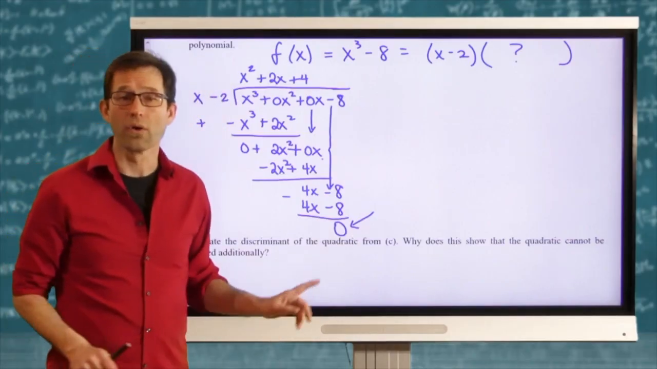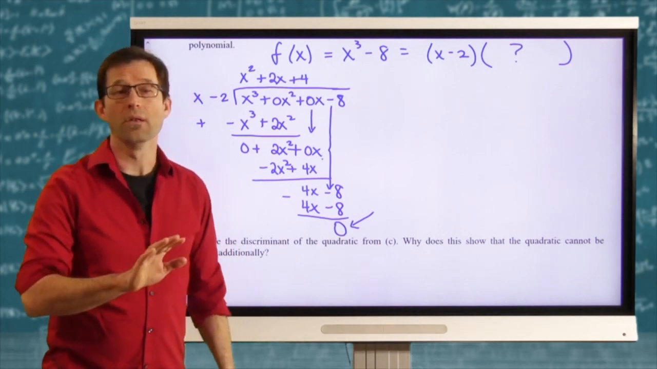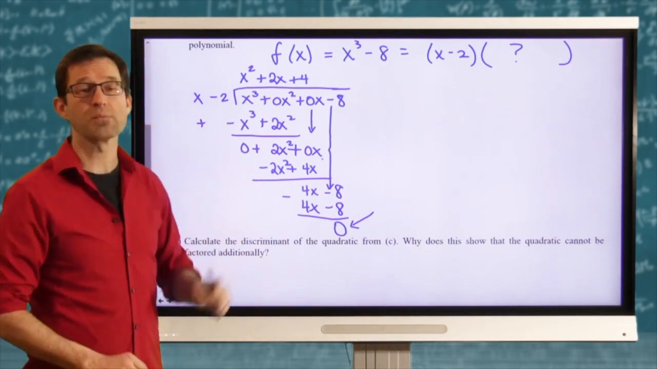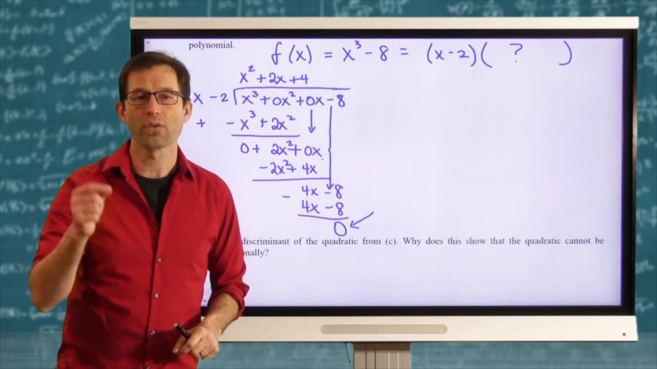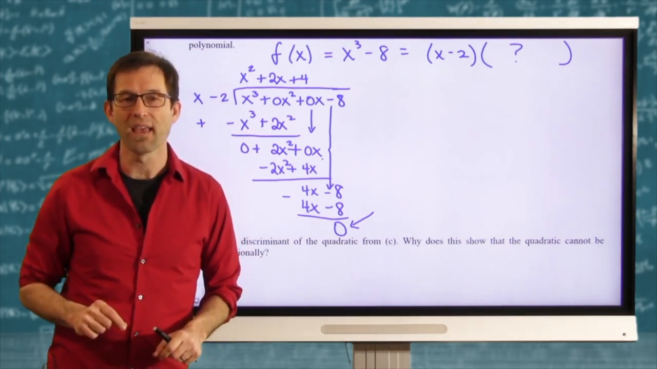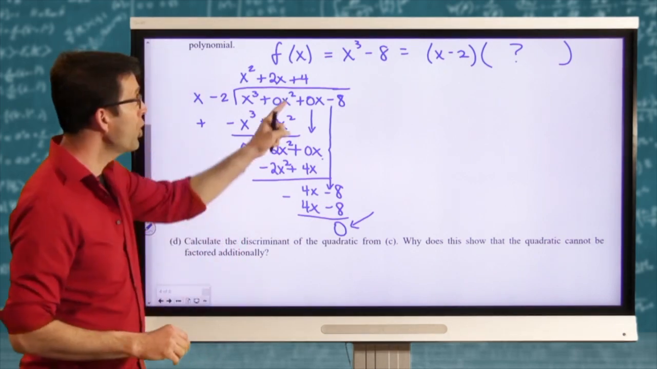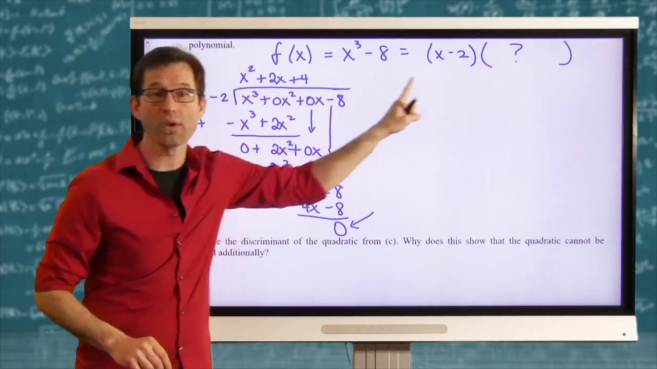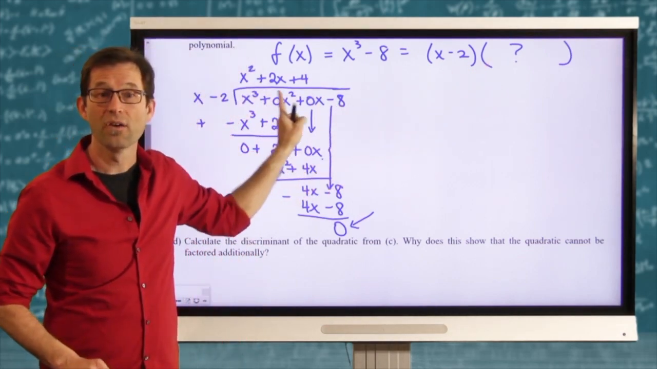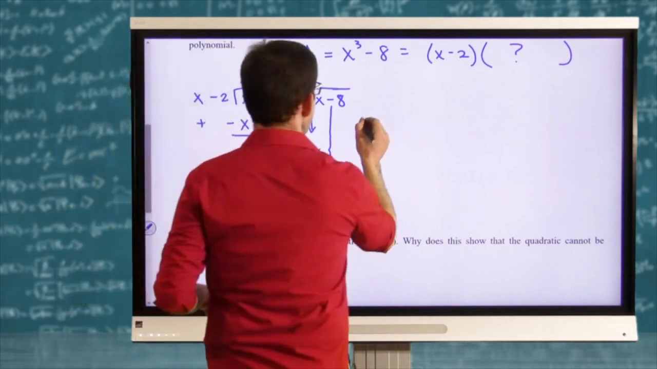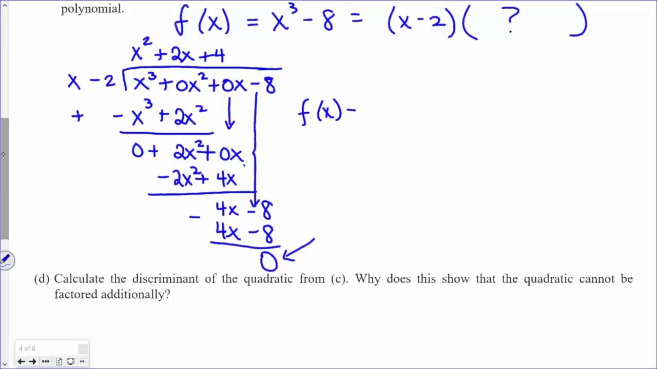Now, just as a reminder, that remainder of 0 tells me in no uncertain terms that I was right. X minus 2 is a factor of x cubed minus 8. All right? But now I know what the quadratic is. I know what should go up in the question mark. It's this, right? So now I can say that f of x is equal to x minus 2, times x squared plus 2x plus 4.